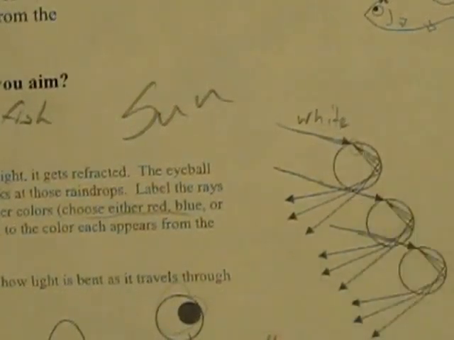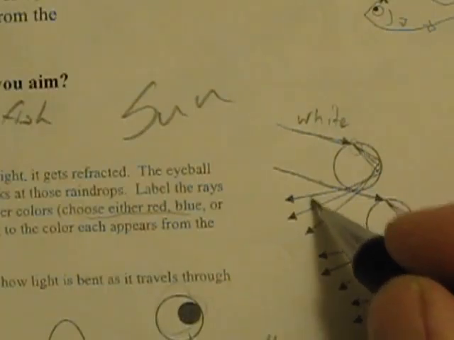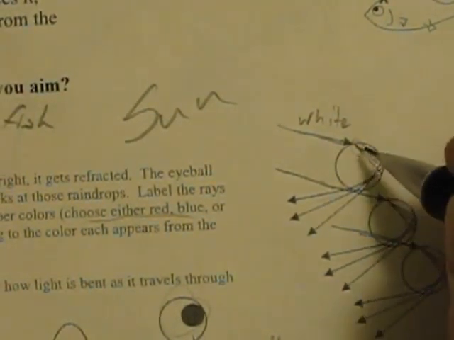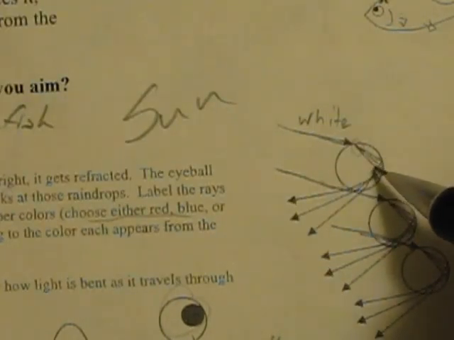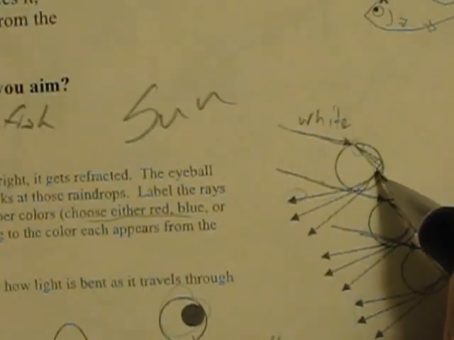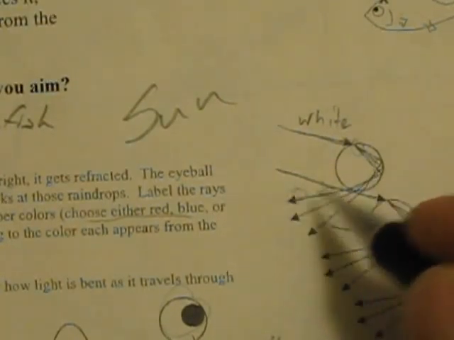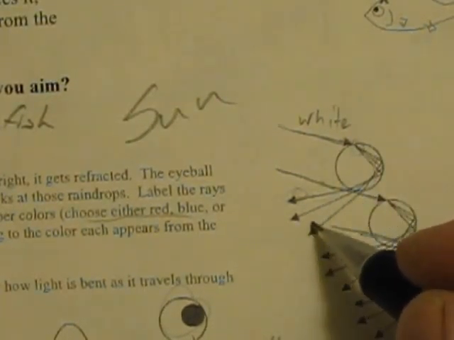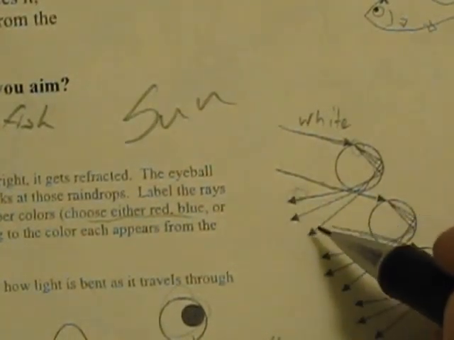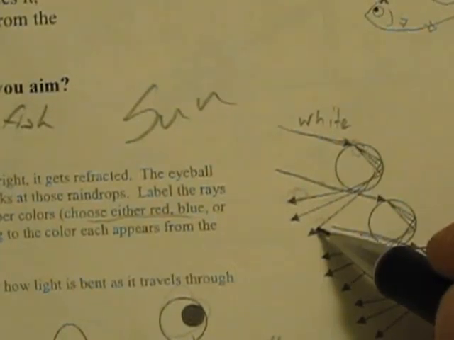So if I had to choose red, blue, or green for each of these, all we need to know is which one bends the most, because the one that bends the most is this one. This is going in and it's taking the sharpest turn. This one over here is bending the least. So whichever color bends the most is that one. Whichever color bends the least is that one.